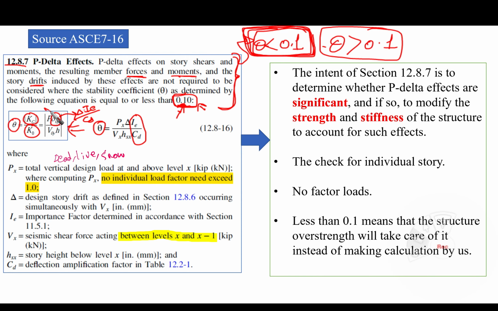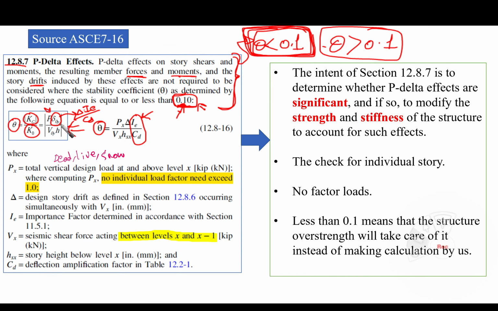This is the elastic. We're talking about the elastic displacement here. We're not talking about the design story drift or the design drift. We're talking about the elastic one, okay? Before being increased to obtain the delta, okay? So that's the only main difference, and the remaining is the same.